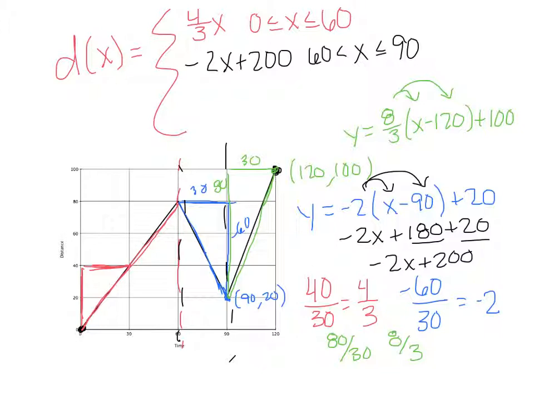So we're going to have y equals 8/3 x minus 320 plus 100, which when we combine like terms is going to be 8/3 x minus 220. And again, look at your graph. Obviously that line is going to hit the y-axis down at some negative number. And this is true from 90 all the way up to 120.